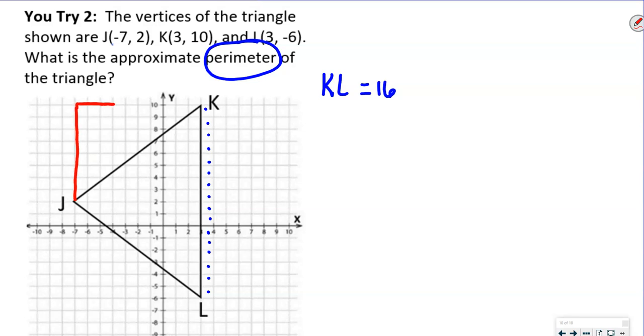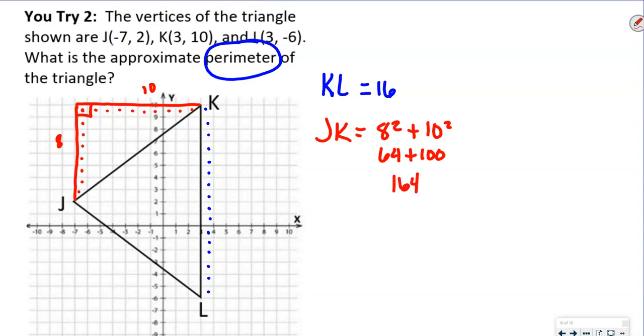and over. Remember, we're going to create a right triangle, and we're going to count 1, 2, 3, 4, 5, 6, 7, 8 tall. 1, 2, 3, 4, 5, 6, 7, 8, 9, 10 wide, okay? So 8 by 10. So to find JK, we're going to do 8 squared plus 10 squared. That's going to be 64 plus 100. That's going to be 164, and then we're going to take the square root of that, right? The square root of 164 is about 12.81, okay?